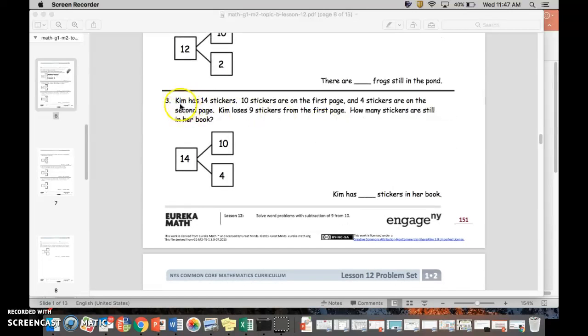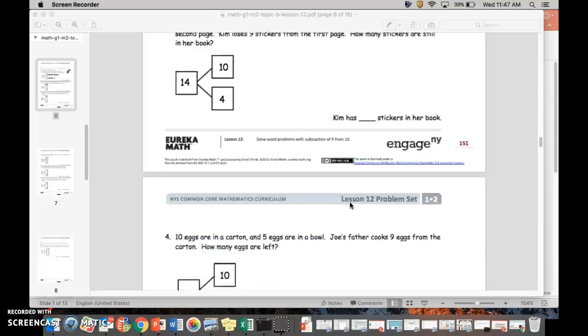Number 3, Kim has 14 stickers total. 10 of the stickers are on the first page, and 4 are on the second page. Kim loses 9 stickers from the first page. How many stickers are still in her book? So draw out your 10 stickers from the first page and the 4 on the second. Tell me how many stickers are still in her book.